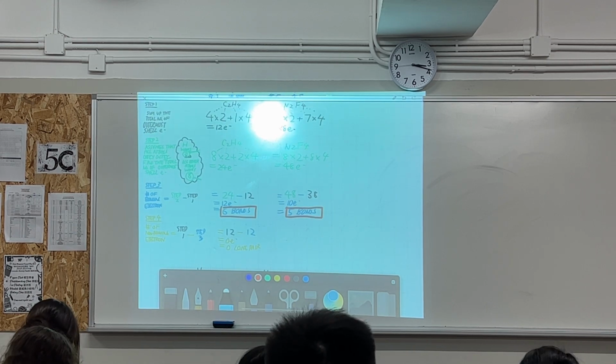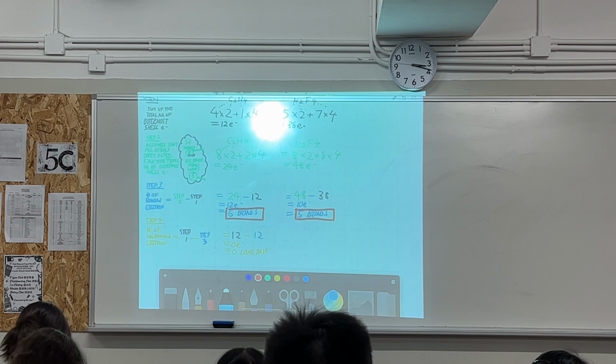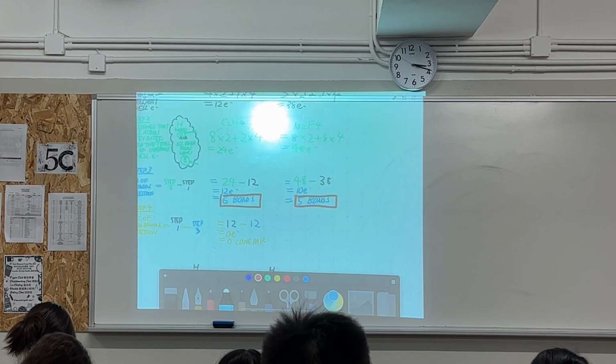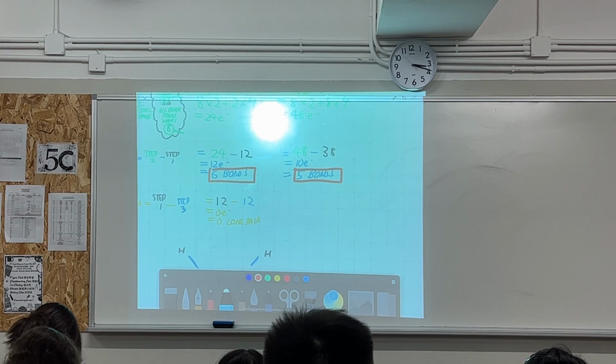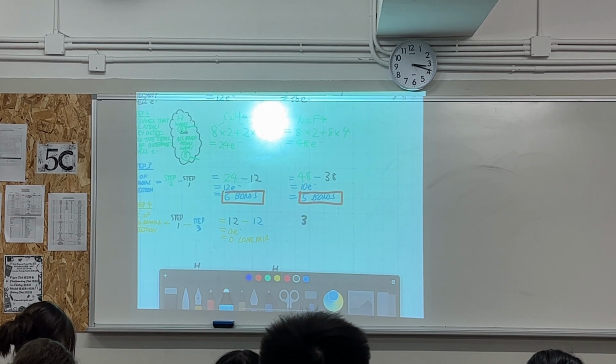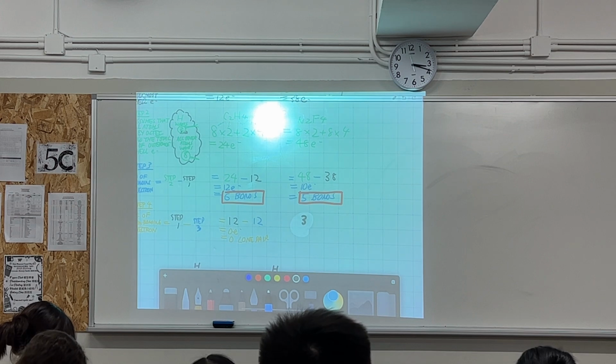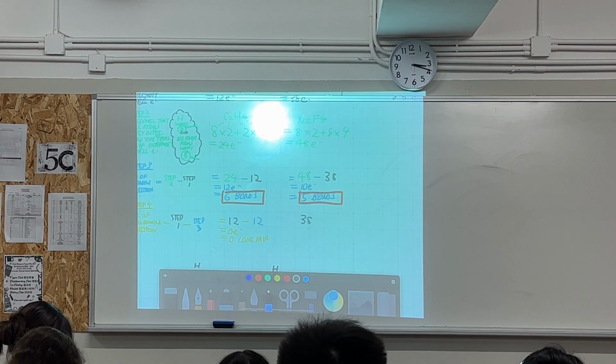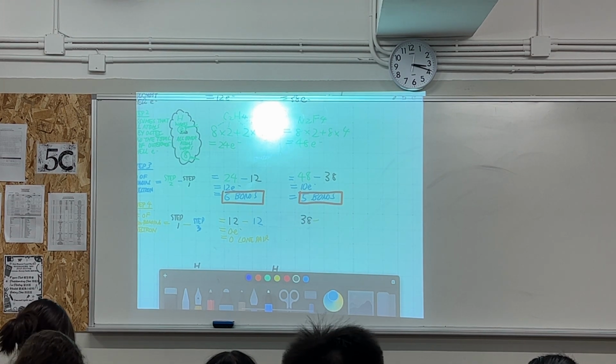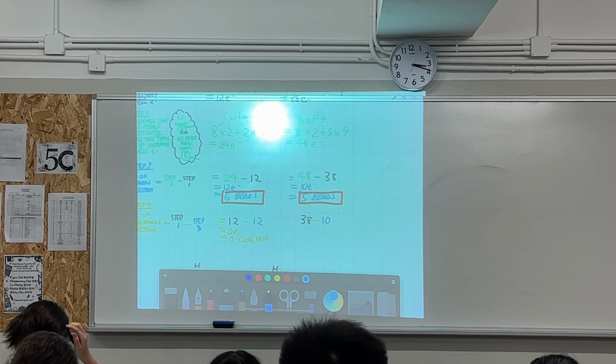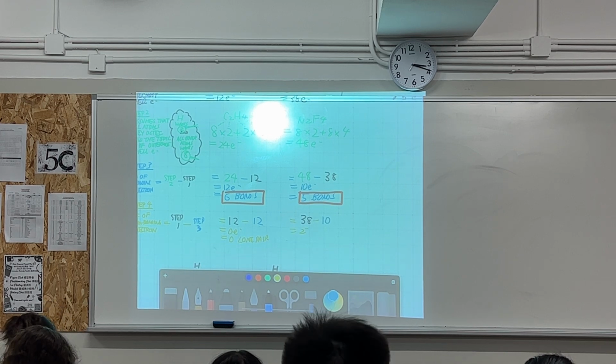Finally, how many electron pairs are there that are lone pairs? 14. Okay, 14. Let's see where they go. So you have 38 minus 10, which translates to 28 electrons, which translates to 14 lone pairs.